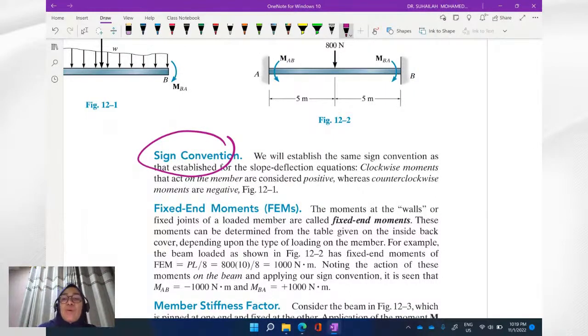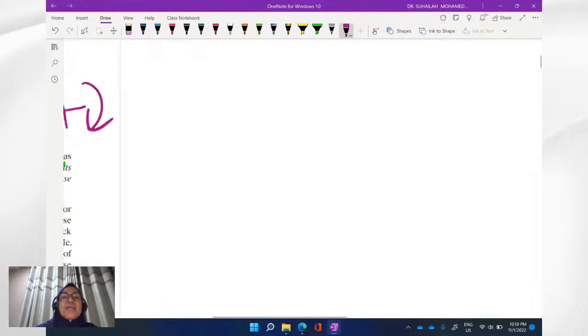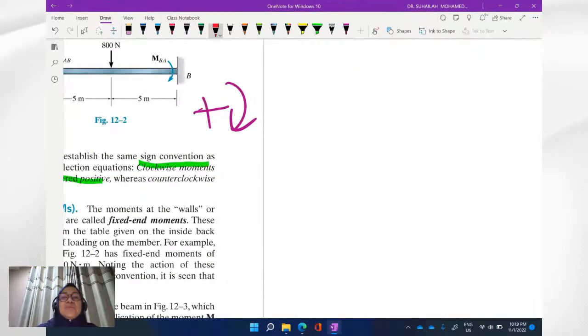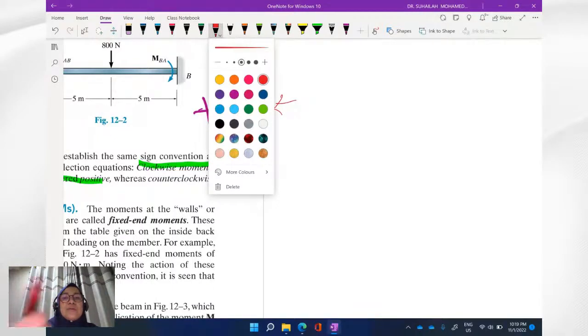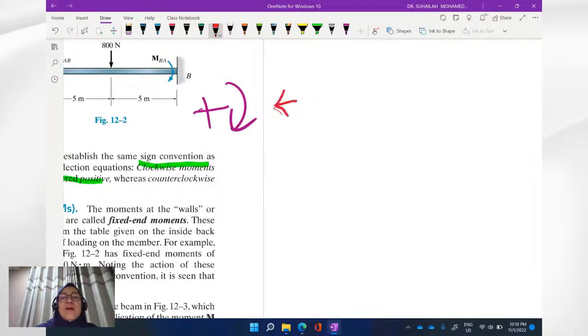Sign convention: clockwise moments that act on the member are considered positive. So it is like this, positive clockwise. Positive clockwise is used in the Hibbeler textbook.